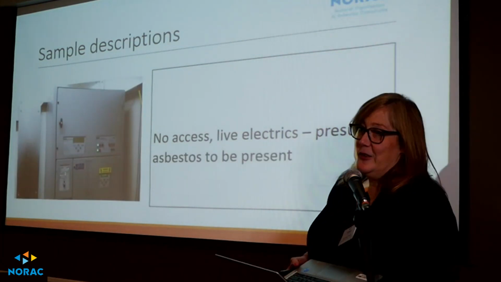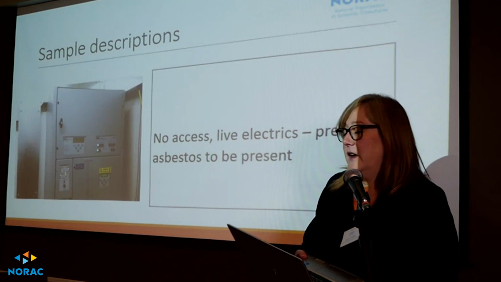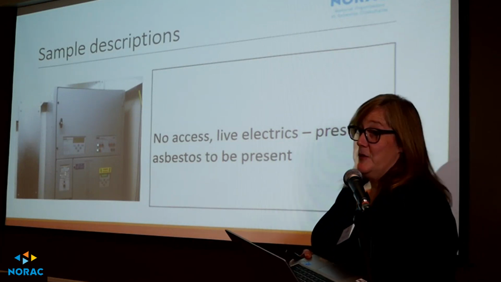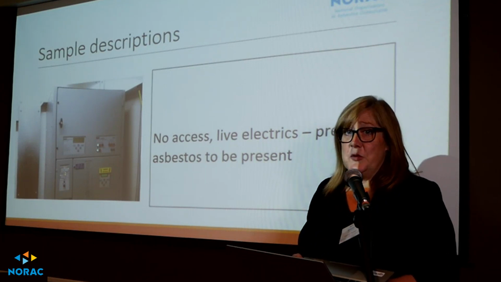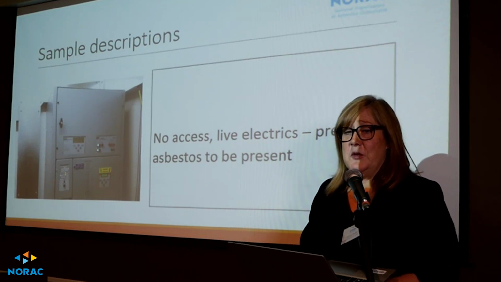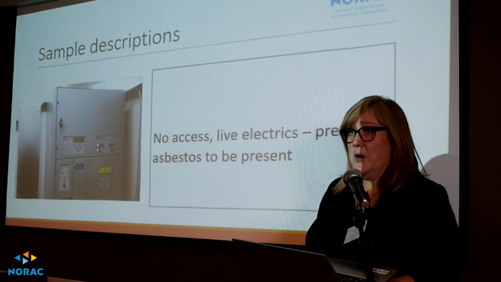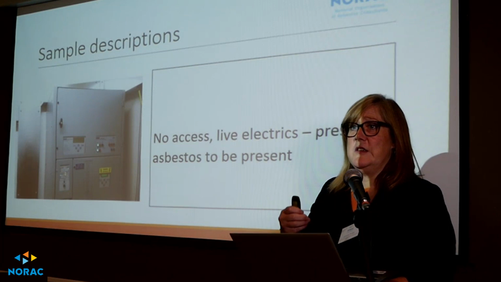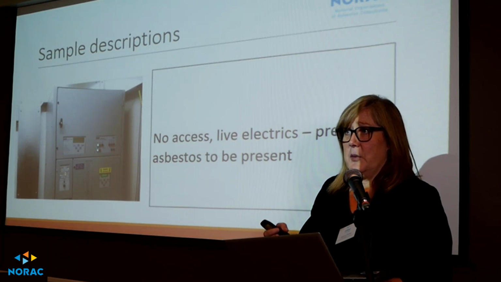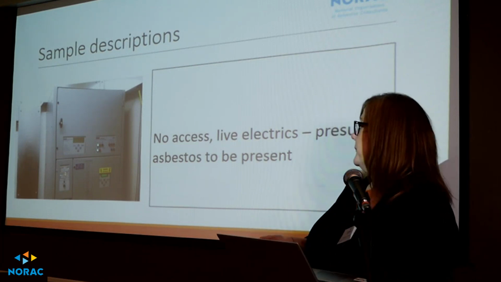Live electrics as well. Yeah, really tricky. Presume asbestos to be present. If you do presume it, make a reasonable presumption about what it might be. It's not going to be spray coating inside an electrical box. If it looks modern, it's unlikely to have it in. We just want you to be reasonable and measured and think about the way that you say these things to us.